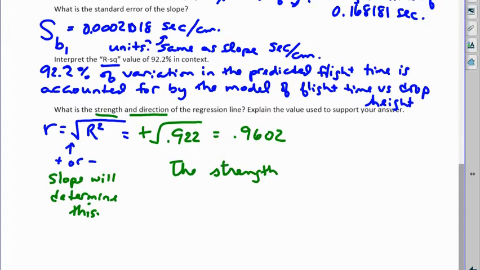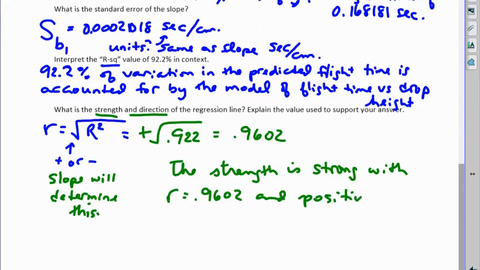So that R value will help us with the strength and the direction. Of course, remember that the form can only be determined by looking at your data. That's the only way to get the form. So the strength is strong with an R of 0.9602, and it's a positive direction.